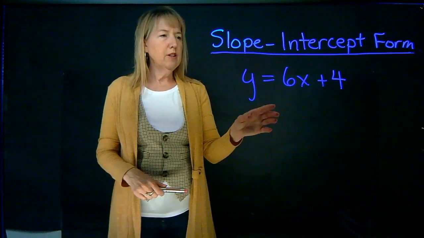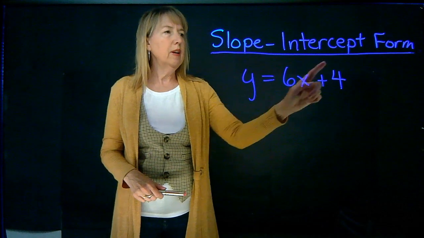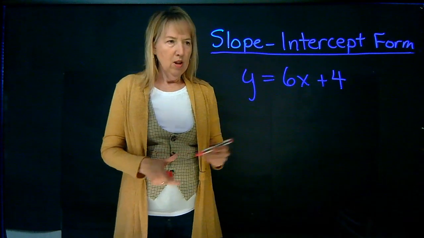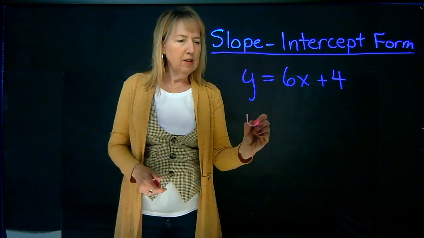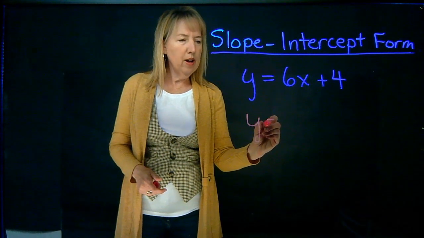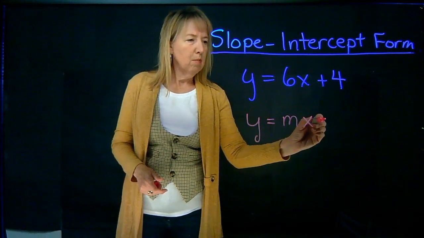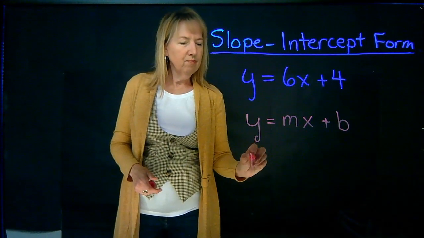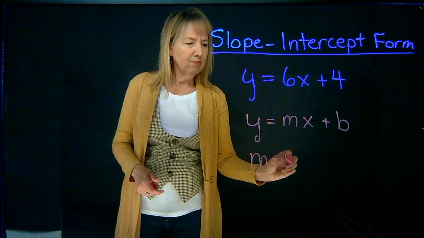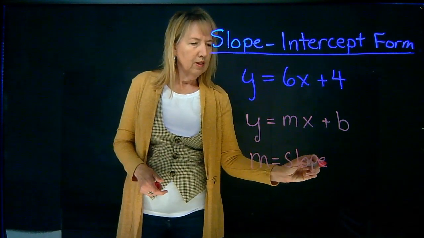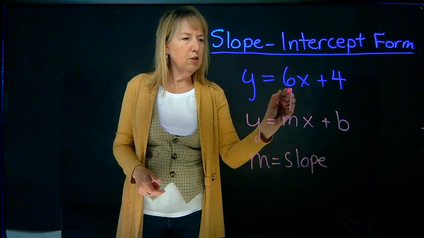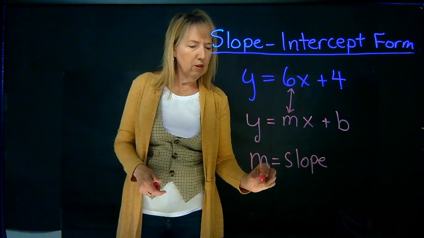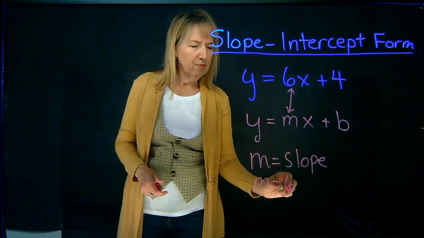Let's look at an equation that is said to be in slope-intercept form. y = 6x + 4. Well, slope-intercept form is any equation that's of the form y = mx + b. And that's helpful because the m represents the slope. So as you can see, if you compare the two equations, the m in this case is 6. So we could say the slope in this equation is 6.